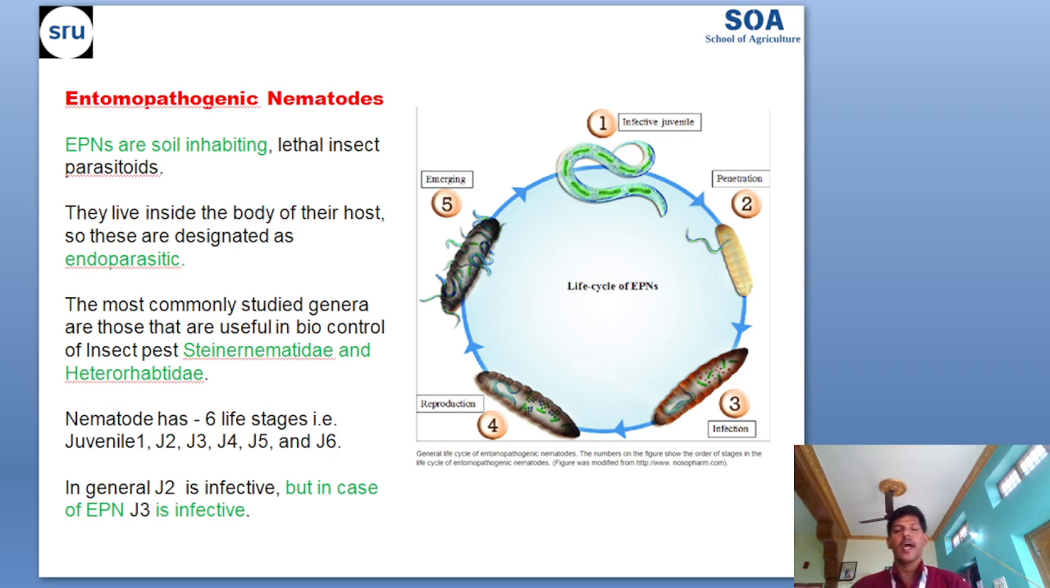Entomopathogenic nematode has 6 life stages. They are juvenile 1, juvenile 2, juvenile 3, juvenile 4, juvenile 5, and juvenile 6. In general, in case of plant parasitic nematodes, the juvenile 2 stage is infective, but in case of entomopathogenic nematodes, the juvenile 3 stage, that is the J3 stage, is infective.